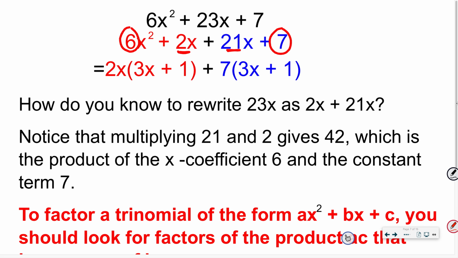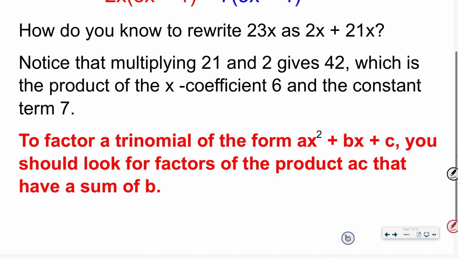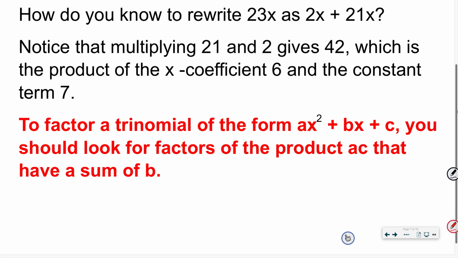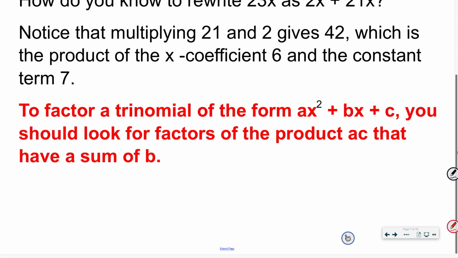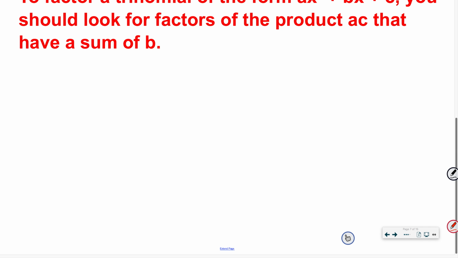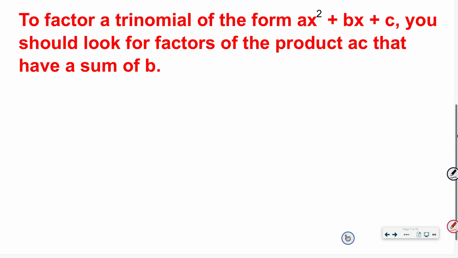So when we factor, this is what I'd like for you to write down: when we factor a trinomial of the form ax squared plus bx plus c, a is the coefficient of our x squared, b is the coefficient of x, and then c is our constant. We are looking for factors of the product of a and c that would add up to the middle factor. I'm going to go through the whole process.